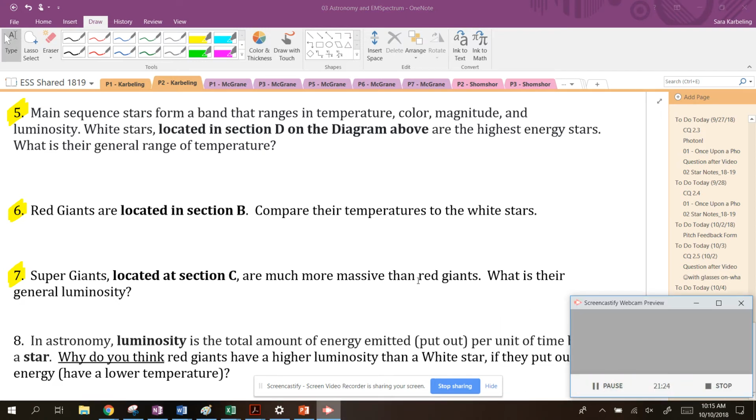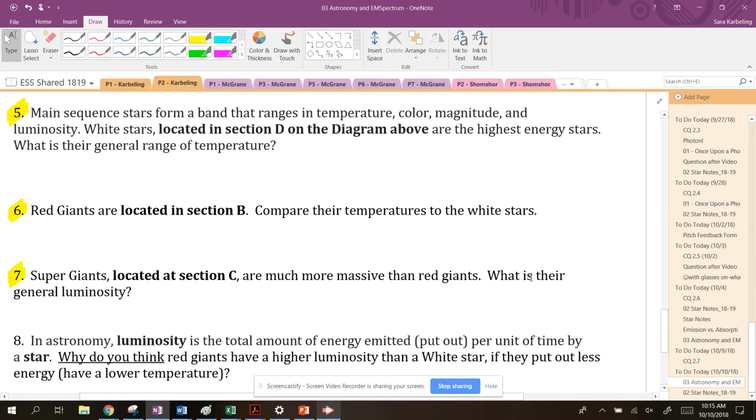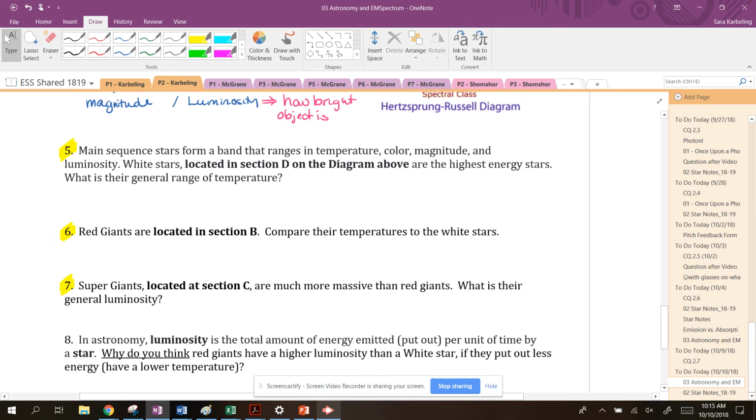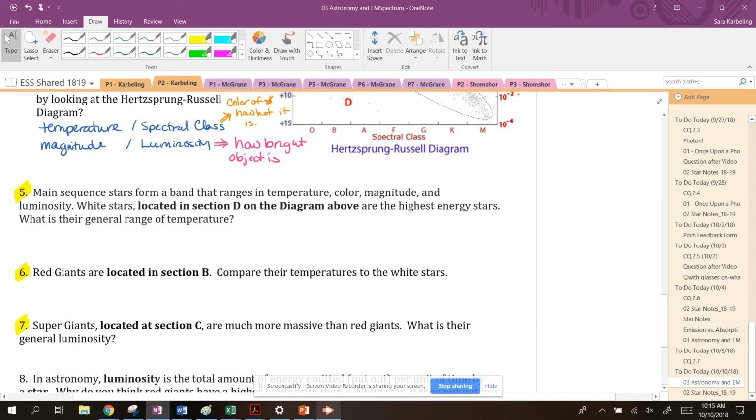All right, let's hop in. Here we go. So question 5, Isaiah's got this one for us. Main sequence stars form a band that range in temperature.